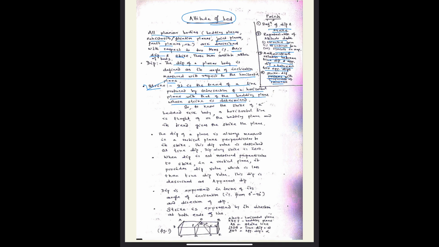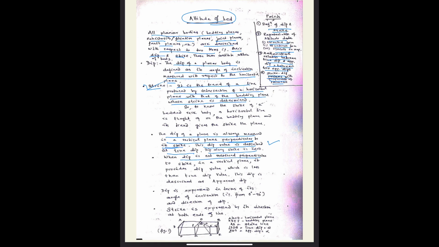Now, the dip of a plane is always measured in a vertical plane perpendicular to strike. That we have to remember. Dip is the angle of inclination, no doubt. And dip is always measured in a vertical plane perpendicular to strike. And this dip value is described as the true dip. And this dip is the maximum amount of inclination for the concerned inclined bed. So true dip is always the highest value for a dipping bed.